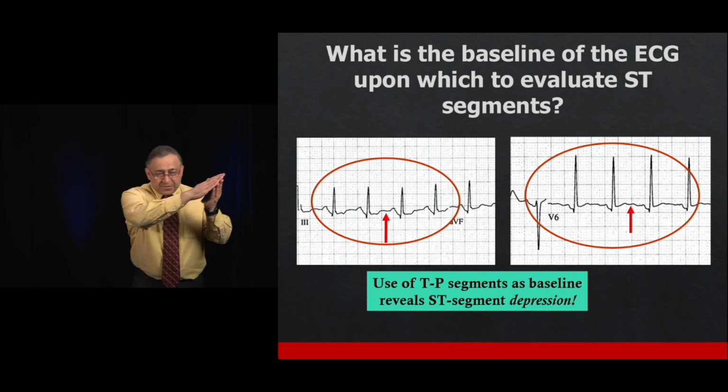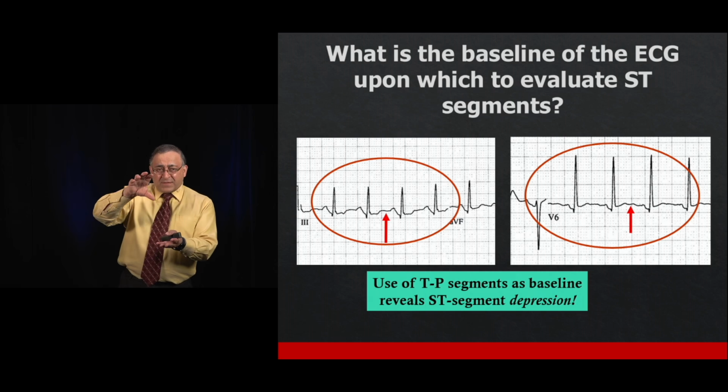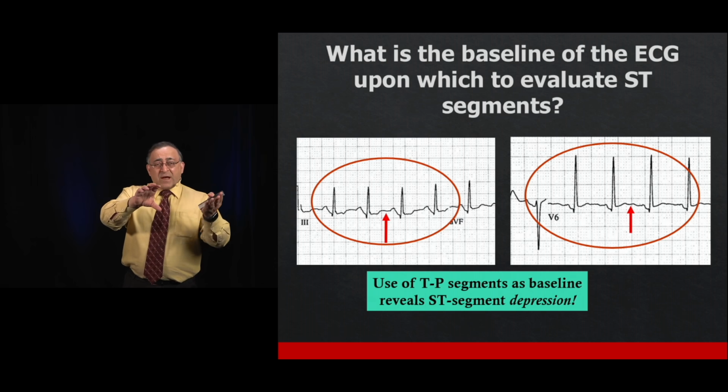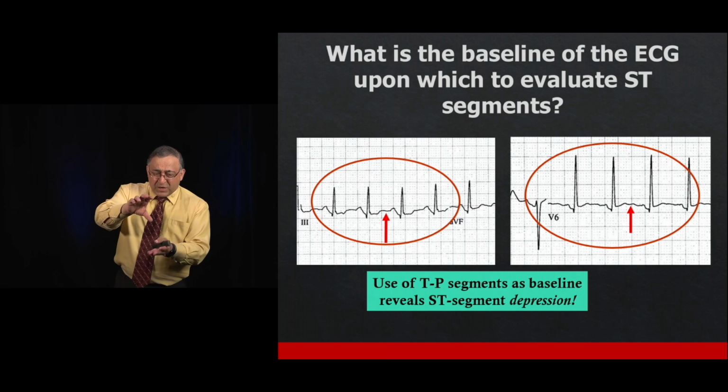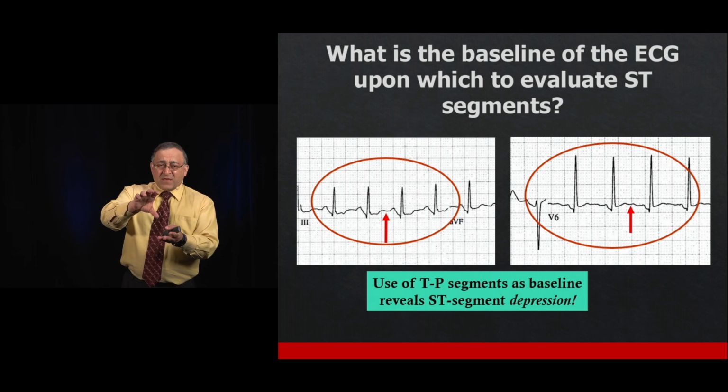So when the PR is going down, it makes it look like the J point's elevated. But the PR is not what you should be using for your isoelectric area, because with PR depression, it's going to look like the J point's elevated, and it's going to make you think that there's ST elevation.